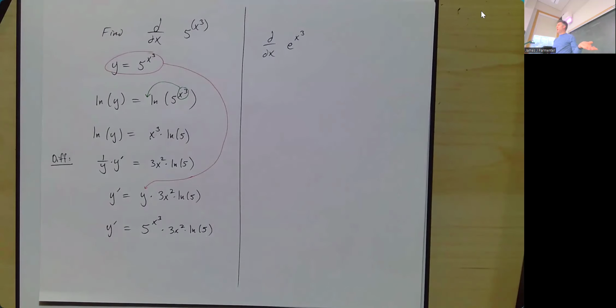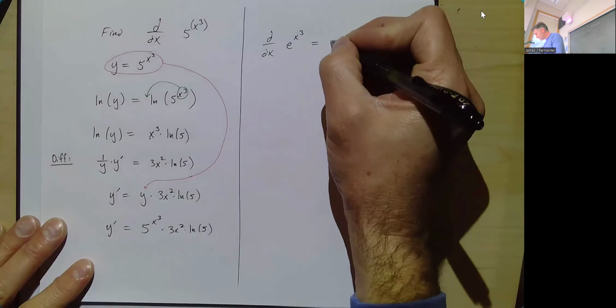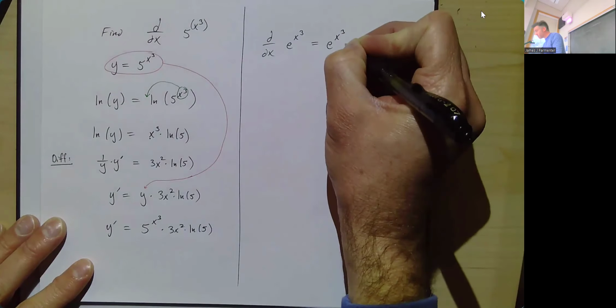In fact, I want you all to do it. Find the derivative of e to the stuff. I know we haven't done a lot of these yet, but remember the derivative of e to the x is e to the x. The derivative of e to the stuff, wow, I've already given it away. The derivative of e to the stuff is going to be e to the stuff times what?